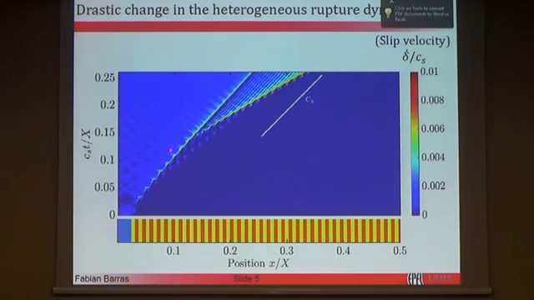So first of all, here you can trigger a sustained supershear propagation, even though the average fracture toughness is the same as before. And second effect, you have really high elastic radiation that is emitted at the interface.